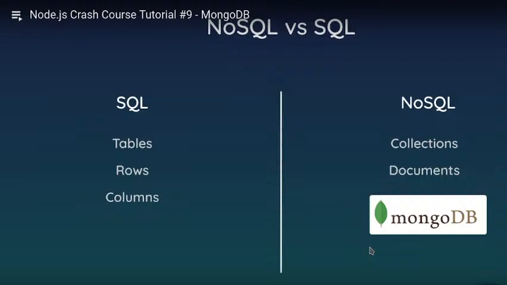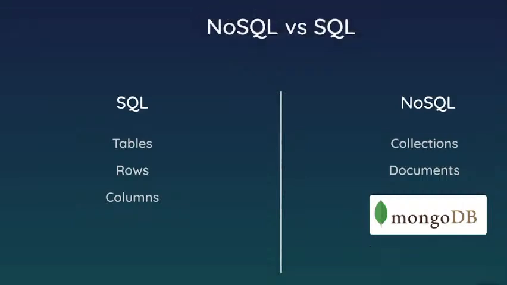So when we're working with databases, there's a couple of main types we typically choose from. The first type is a SQL database like MySQL, and the second type is a NoSQL database, and both of those structure data differently. So SQL databases use tables, rows, and columns to store records of data, and NoSQL databases instead make use of collections and documents. Now, the one that we'll be using is called MongoDB, and that is a NoSQL database.